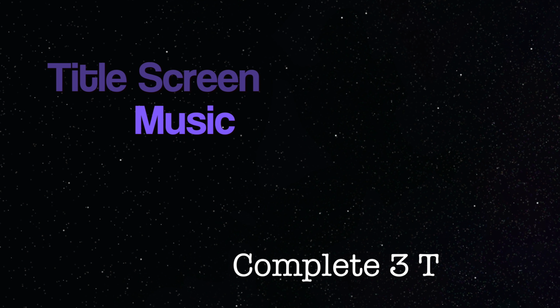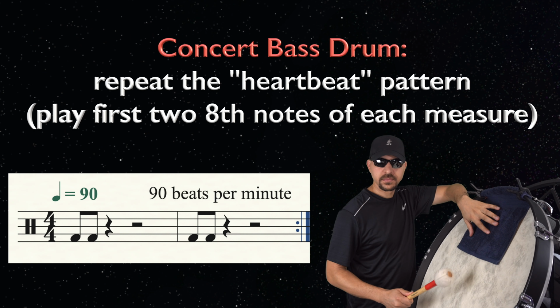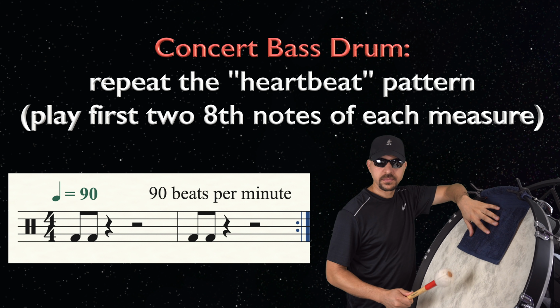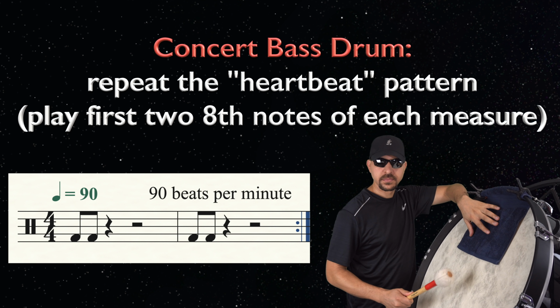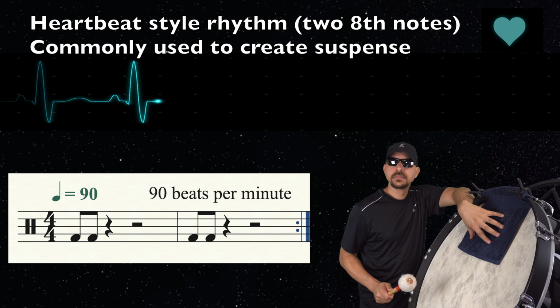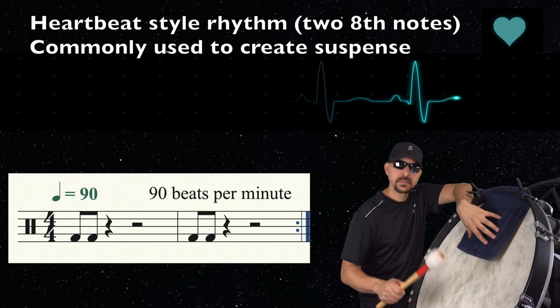Okay, let's recreate the music from the title screen, and once again we'll have to complete 3 tasks. We'll start with the concert bass drum, and we'll play a simple repeating 8th note pattern that sounds a little bit like a heartbeat. We're going to set the metronome to 90 beats per minute and then play the first 2 8th notes of each measure. This is another common technique for movie and video game music to create suspense.